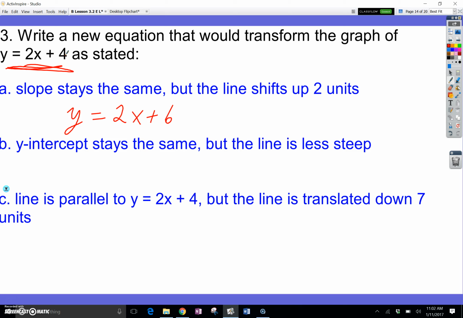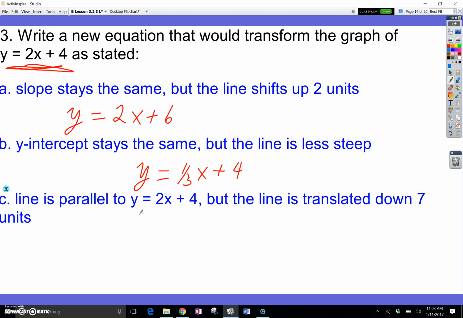The next one, it says the y-intercept stays the same. That's your b value, but it is less steep. So you need a slope that is less. So that would look like y is equal to a lesser slope. So I'll put any number less than 2x. So I'll put 1/3 x. And then my y-intercept stays the same, so it's plus 4.